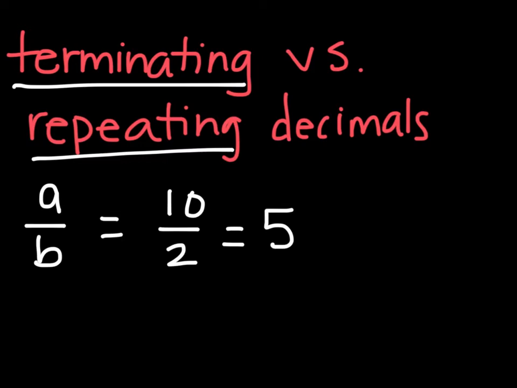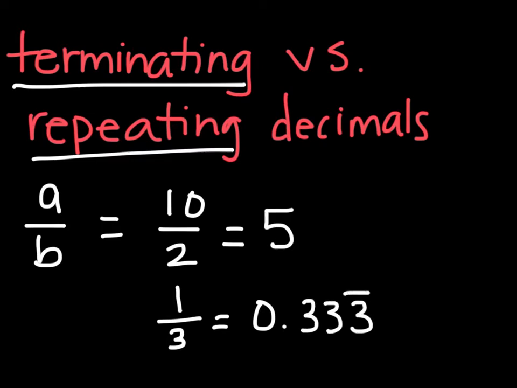In a repeating decimal, a digit or block of digits in the quotient repeats without end. For example, 1 divided by 3 gives us a repeating decimal of 0.333, and so on. This is an example of a repeating decimal. Let's work a couple of division problems to see some examples of terminating and repeating decimals.